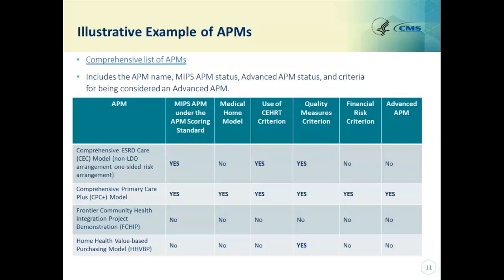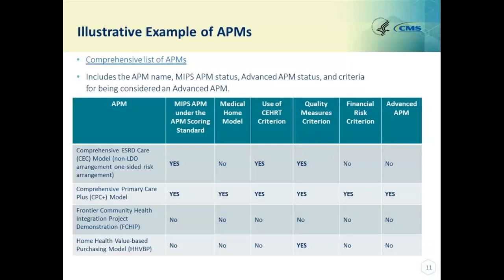The next column is your MIPS APM under the APM scoring standard, and that is where we make a judgment call based on policy and based on the model itself, whether or not this is a MIPS APM that is eligible for the APM scoring standard. The next column would be whether or not you are a medical home model. The column after that is the use of CERT criterion, which means that this model does have CERT, or the Certified EHR Technology criterion, as part of the model. The quality measures criterion, which again here we're looking at whether or not you meet the quality measures required for the model itself to fit into this category. The financial risk criterion, which has to do with the risk you take on, and then the advanced APM.